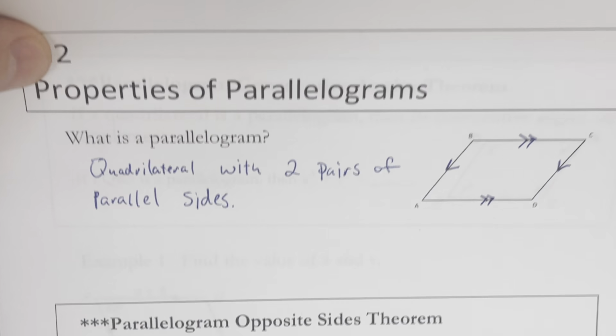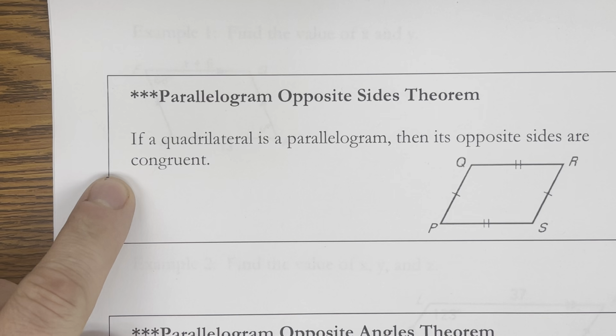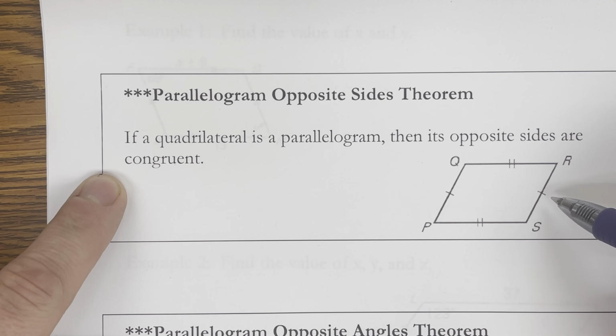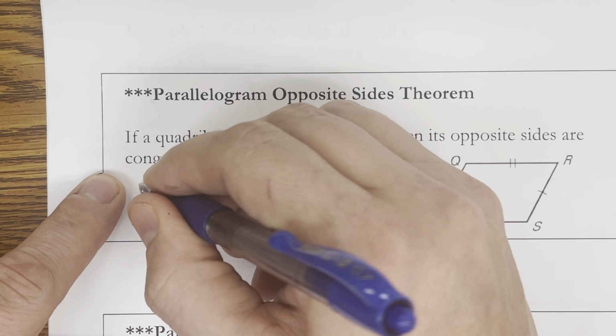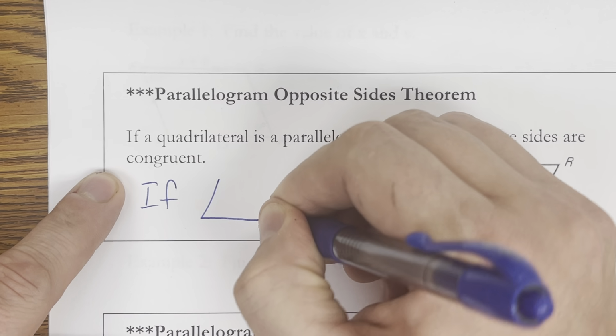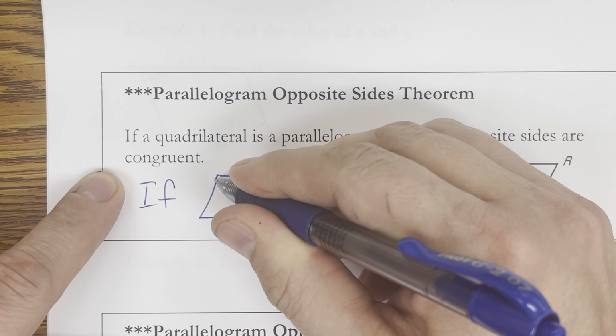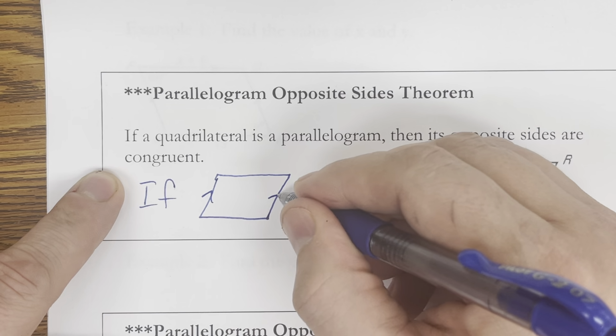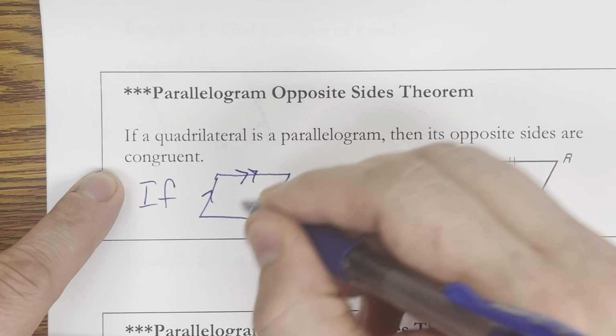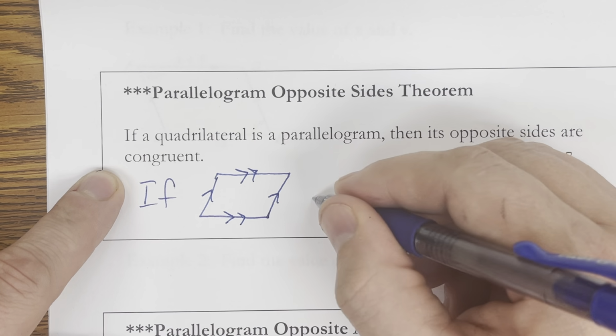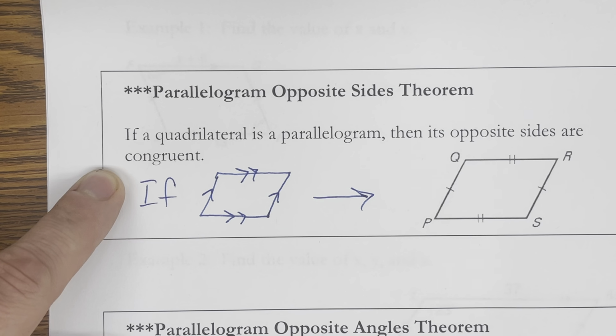So the first one is if the quadrilateral is a parallelogram, then we know that its opposite sides are congruent. So if it's a parallelogram, I'm going to draw it like this, with two pairs of parallel sides, then the opposite sides are congruent.